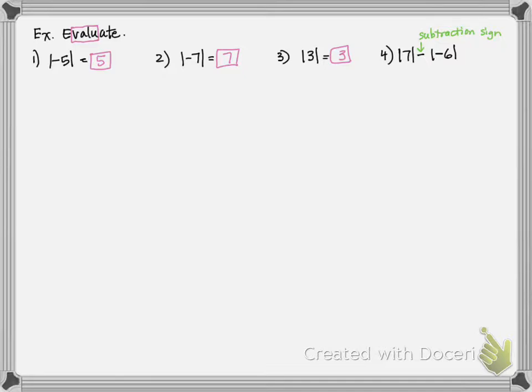Okay, so when I have a math problem like this, job 1 is to take the absolute value. So what I get is the absolute value of 7. 7 is 7 away from 0. And then the minus is still there. And then how far away is negative 6 from 0? The absolute value of negative 6 is 6. Okay? And then we just do the math.